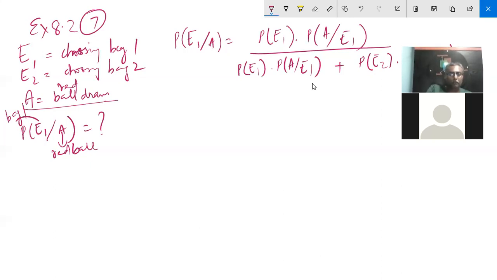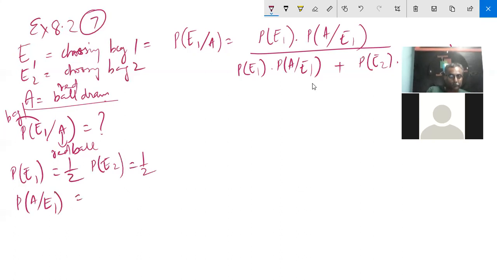Now what do you know? E1 bag 1, P of E1 is what? Only 2 bags. Either you can choose bag 1 or you can choose bag 2. So P of E1 is equal to half, P of E2 is equal to half. Okay. Now we have to find out what is the probability of P of A coming from E1. Okay. You put your hand inside bag 1, then how will you get a red ball? That is what you're asking now. You understand? Once you have put your hand inside bag 1, can you draw out a red ball? What is the probability that you're asking? This is P of A given E1. You understand?